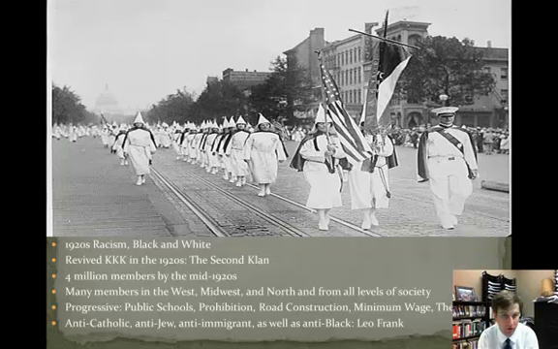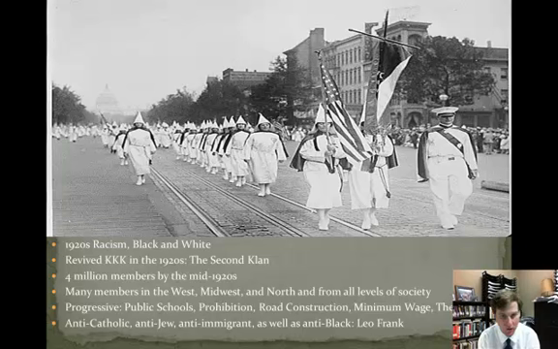Of course, you did have a lot of Klan members in the South, but you also had large amounts of Klan members in the West, in the Midwest, and the North. And these people came from all levels of society. In fact, this second Klan, it was called, this revived Ku Klux Klan of the 1920s, had about 4 million members by the mid-1920s. This was, in their minds, a respectable civic organization.